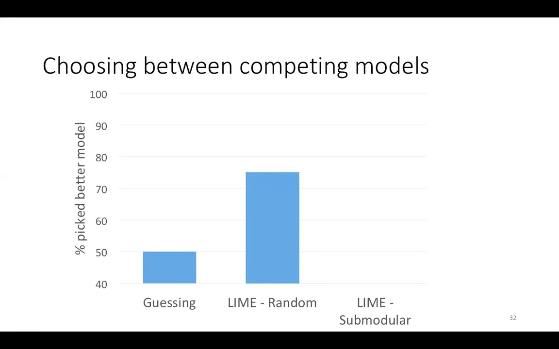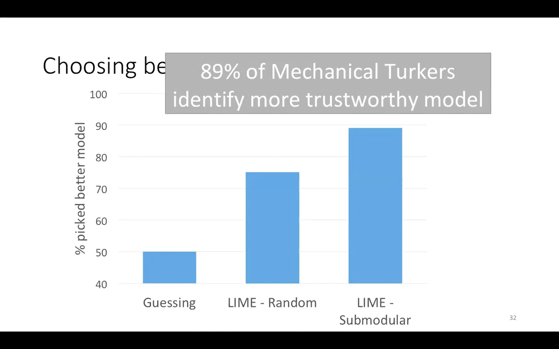Any sort of additional explanation of the model outcomes is always helpful for the Turkers to identify which one is a better model. And the success of the submodular LIME approach is that in 89% of the cases, the Mechanical Turkers were able to identify the trustworthy model. By the way, if you would have chosen the model with the best accuracy, you would have gone wrong in this case. This is very clear from the Mechanical Turker experiments. The model with a slightly lower accuracy has been seen to generate better explanations for the outcomes, and that has been chosen by the Turkers as the better model.